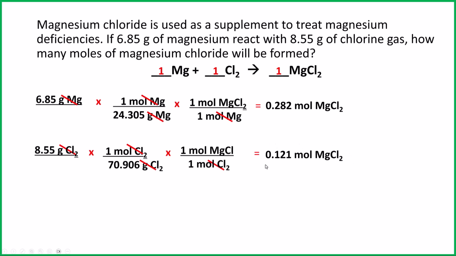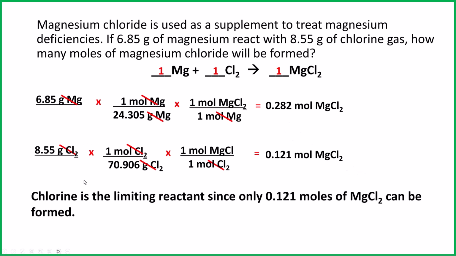So this amount of product is significantly smaller than this amount of product. So 8.55 grams of chlorine can only make this many moles of product, whereas 6.85 grams of magnesium can make more product. So the limiting reactant is going to be the chlorine, because this is the lesser amount of product. And so it's going to be limiting how much of the product can be made.